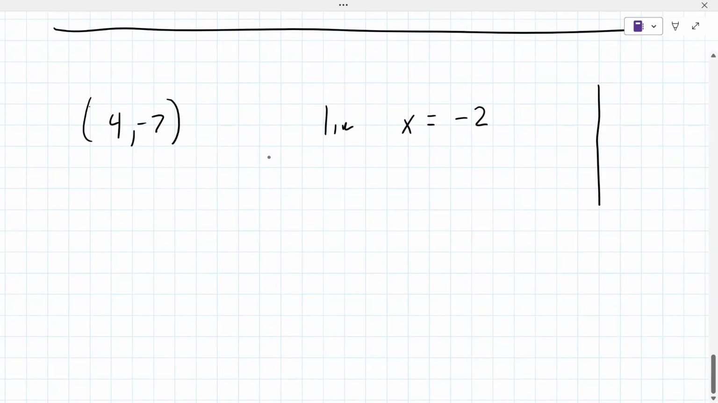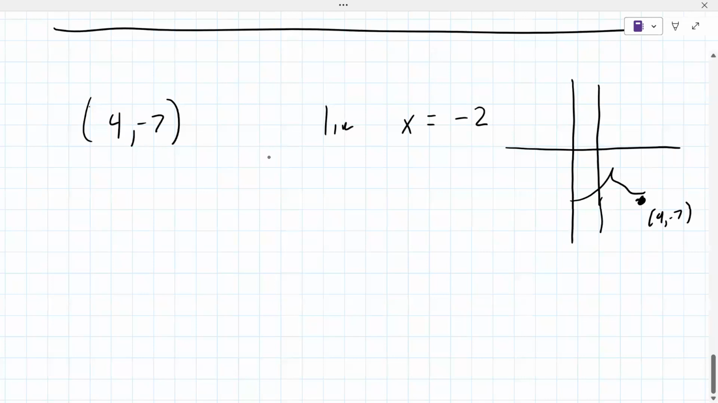So again, what I would do is I would make a quick sketch. I'd say, all right, 4, -7 is there, roughly. Okay. Where is -2? It's there. You have to find the distance to that line. What is the distance to that line? Six units. So that means you need to go 6 units left. Now in time, you'll be able to just do that without drawing it, but you're going 6 units left of this.